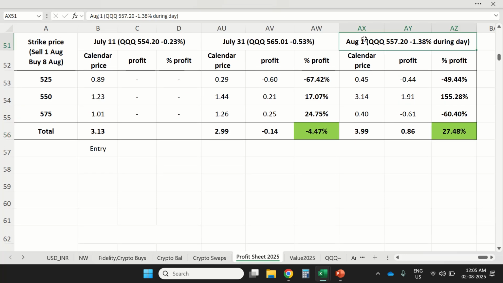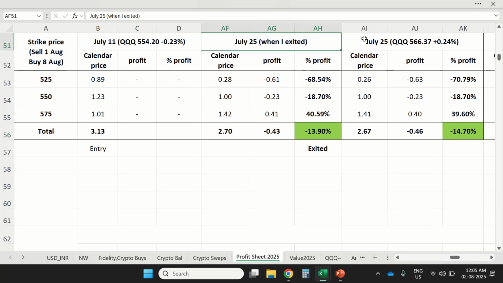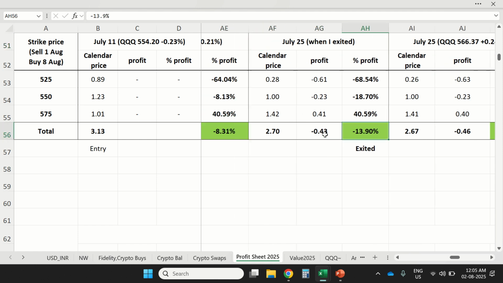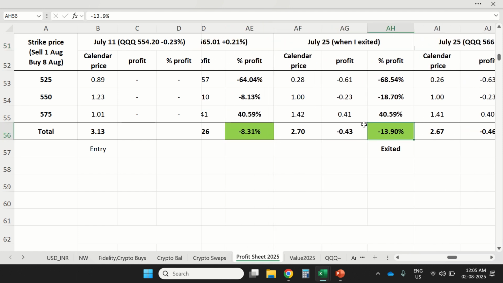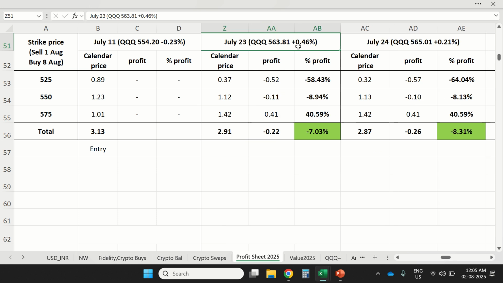That's why it can give you big profit or big loss. So that's why I don't stay in this trade in the last week. I am happy exiting 1 week before with a slight loss, that is fine with me. So this is how this trade performed.